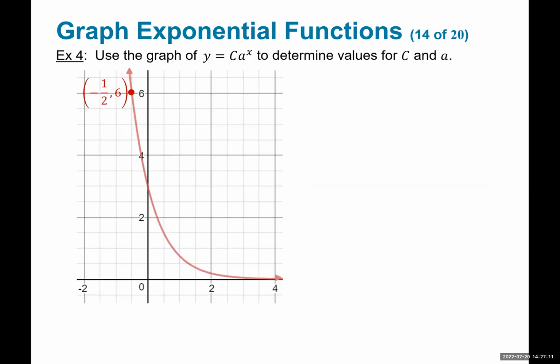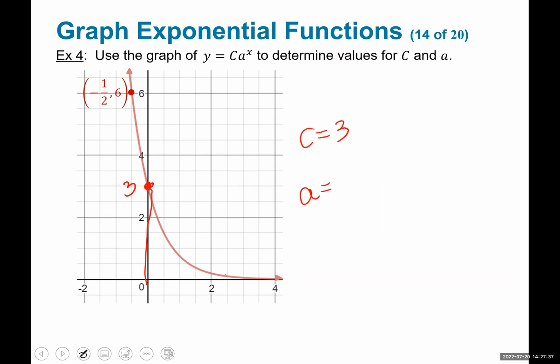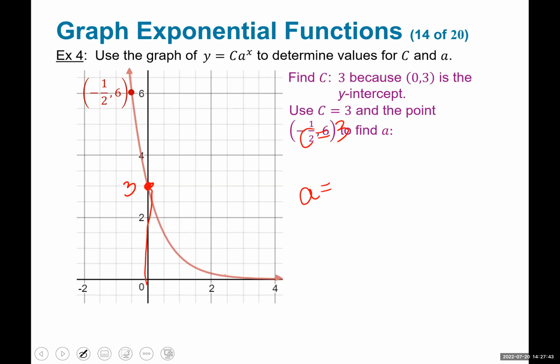All right, so let's look at example 4. Use the graph to determine the values for C and A. We've seen it through an equation and a word problem, but how can you find it from a graph? At 0, where's your function? Right here at 3. So that is your C value. A says how do I get from this to the next value? You know what I'm saying? So what is my growth or decay factor? Again, C is 3 because it's a y-intercept. Then we'll use 3 and this point on the graph right here to find our A.